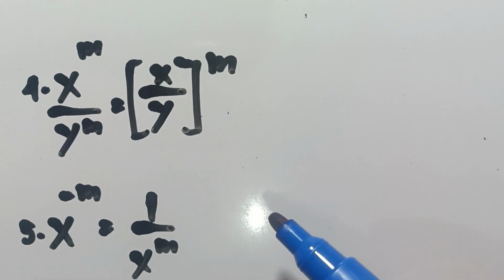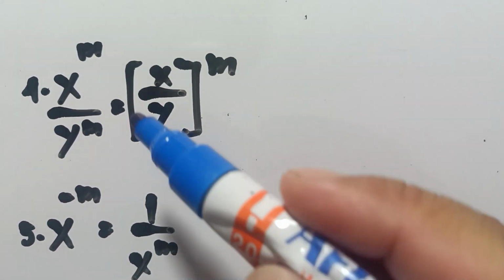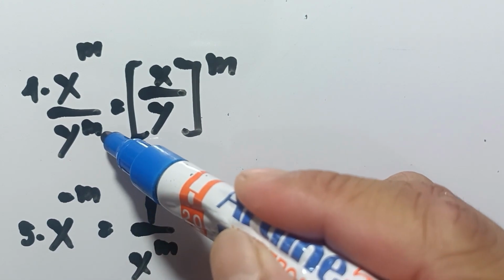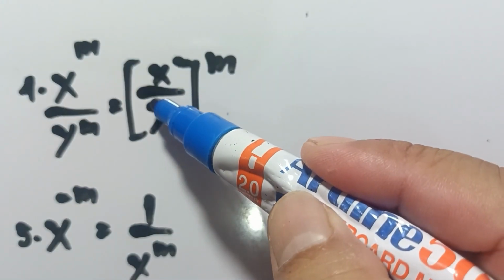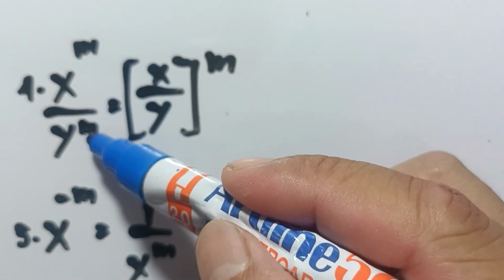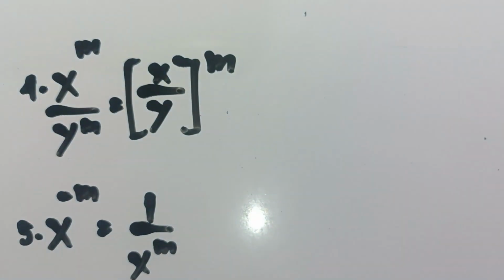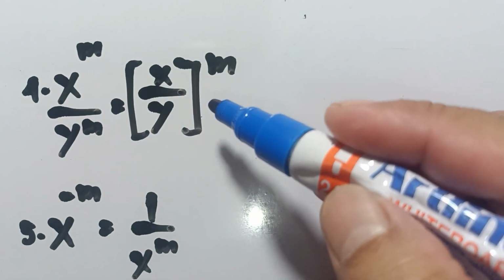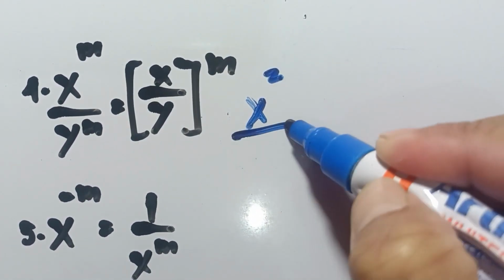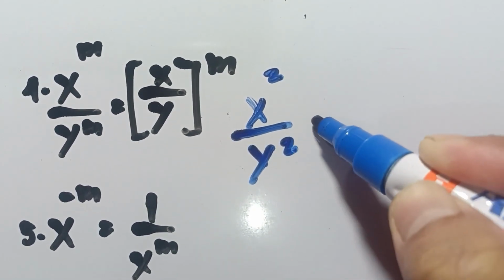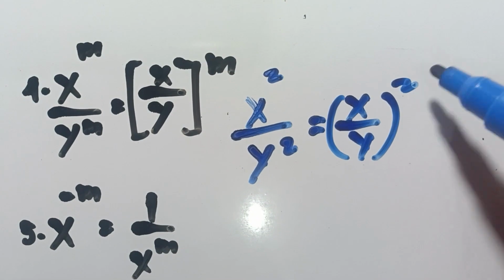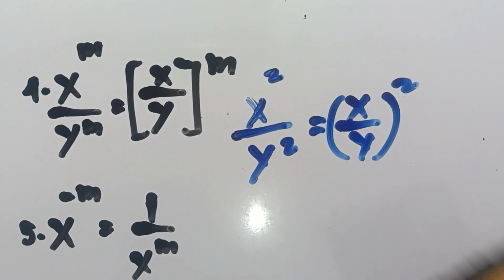Number 4, I will give you an example. x to the power m divided by y to the power m is equal to x divided by y to the power m, because they have the same exponent. So for number 4, an example of this one is x raised to the power 2 over y raised to the power 2 is equal to x over y to the power 2. And so that's the answer.